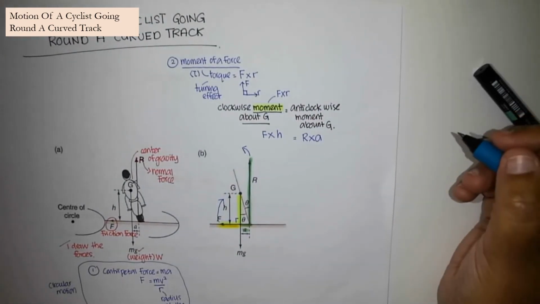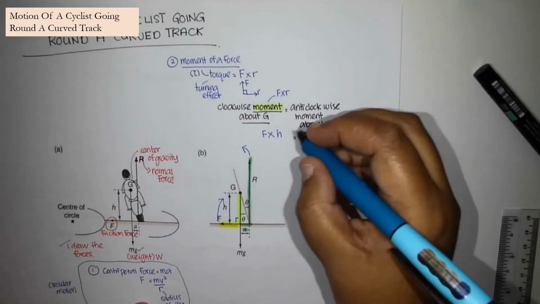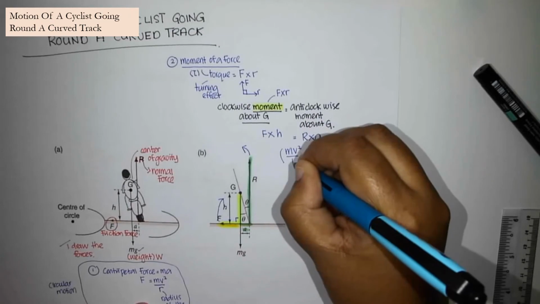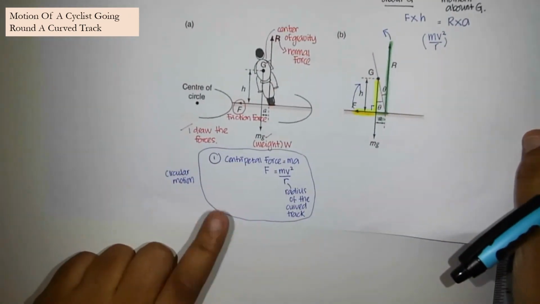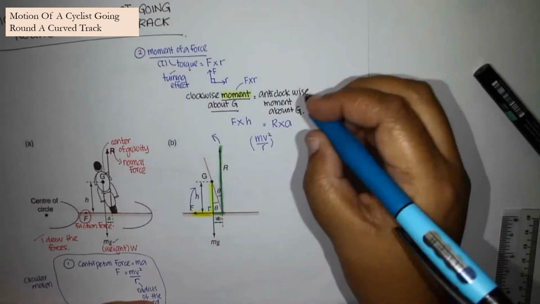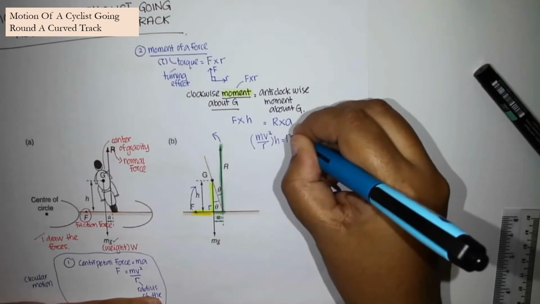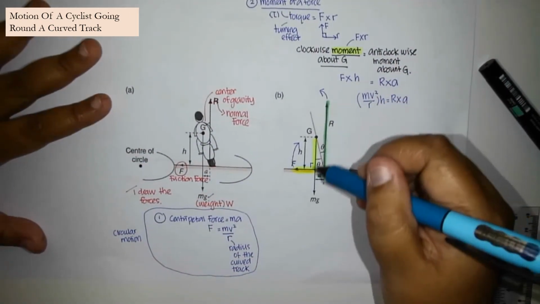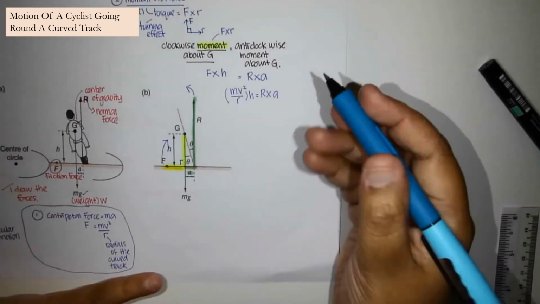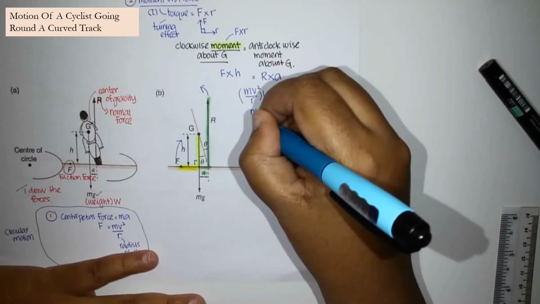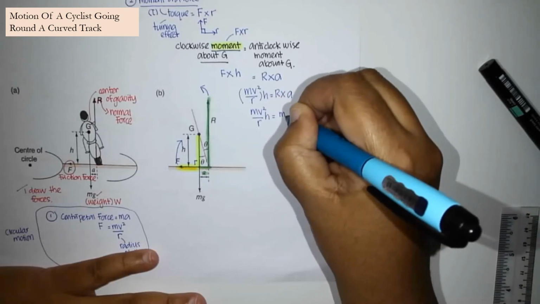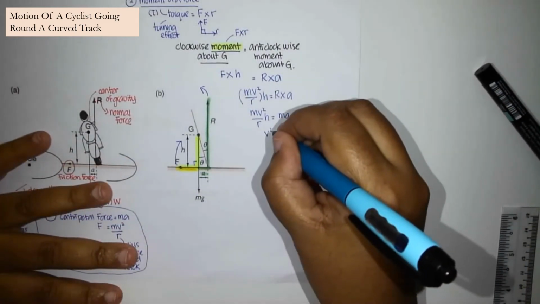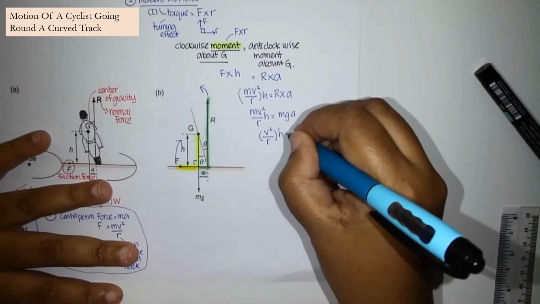F times H is equal to RA. F is mv squared over R from the first concept, so mv squared over R times H equals R times A. And we know R is equal to mg, since the upward force is equal to the downward force. So mv squared over R times H equals mga. We can cancel m, so v squared over R, H equals A.